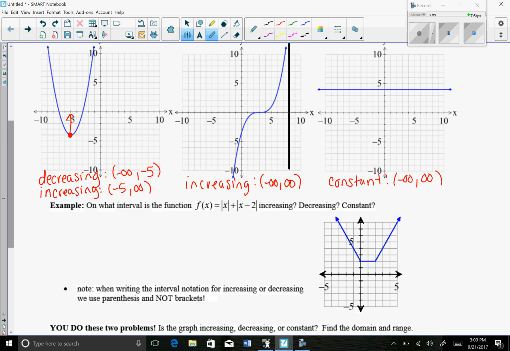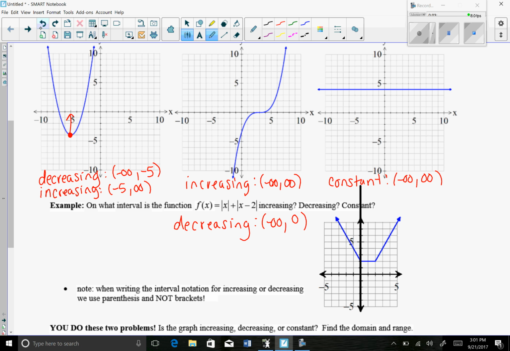So let's look at an example of this function right here. We're going to say what are the intervals of increasing, decreasing, and constant that we have. So again, remember, you're looking at the y values as you move from left to right on your graph. So as I move right, I can see I am decreasing until I get to this x value of 0. So that's the first thing I'm going to write. So decreasing from negative infinity to 0.